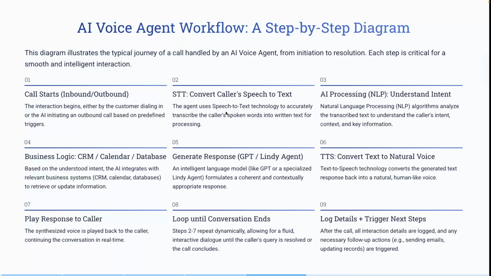That is where you convert your caller's message from voice to text, and then this text is passed over to your natural language processing, NLP, right? Which is of course your GPT, Claude, whatever. Okay, so you send it there. There it will understand the intent, the context, and key information. Okay, and then it will generate a response if it already knows. Otherwise, it would send it to CRM, calendar, database, because depending on what is requested by the user there, you send it to the respective tool or platform to get the information, right?